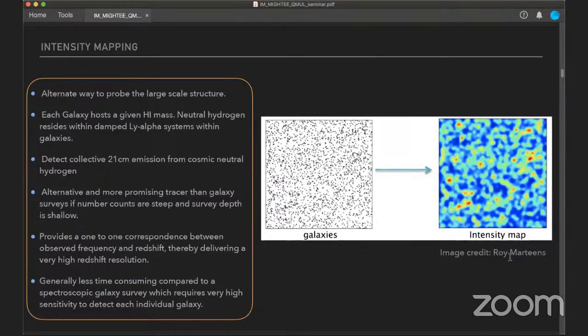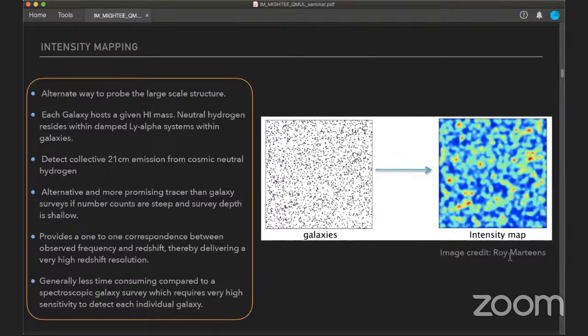But also, each galaxy hosts a given H1 mass. After reionization, all the neutral hydrogen is within damped Lyman alpha systems within galaxies, which are shielded from the ionizing radiation, so that they can stay in the neutral state. And we can detect the 21 centimeter emission from that neutral hydrogen. So the idea here is not to detect H1 from individual galaxies. That is really difficult because of the sensitivity. We can only detect H1 from galaxies in the nearby universe, below redshift 0.1 or so.